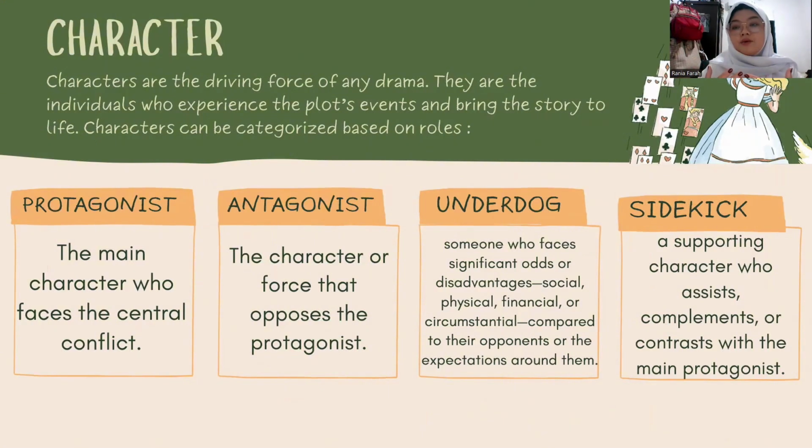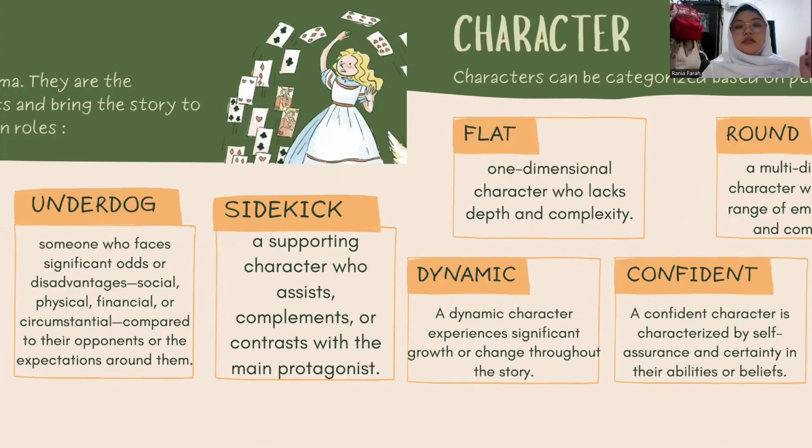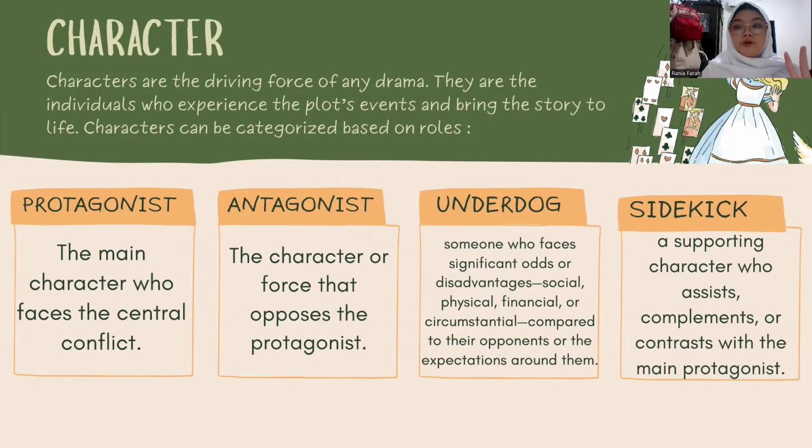They are the individuals who experience the plot and events, and bring the story to life. Characters can be categorized based on roles and also personality. Based on roles, there are four kinds of character: protagonist, antagonist, underdog, and sidekick. The protagonist is the main character who faces the central conflict. The antagonist is the character or force that opposes the protagonist.